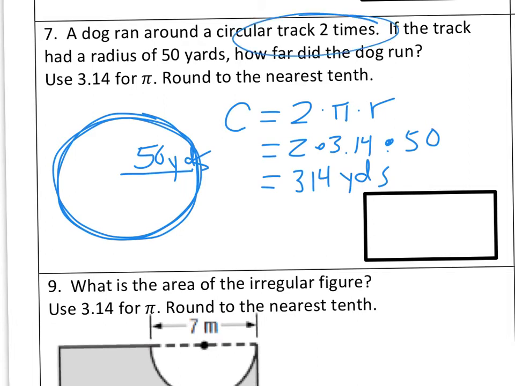But notice it says 2 times, so I have to multiply this by 2. And that will get me my 628 yards. Again, linear distance, just walking or running. The dog is running. So you don't have to put a 2 on it or a 3. We're not measuring squares or cubes.